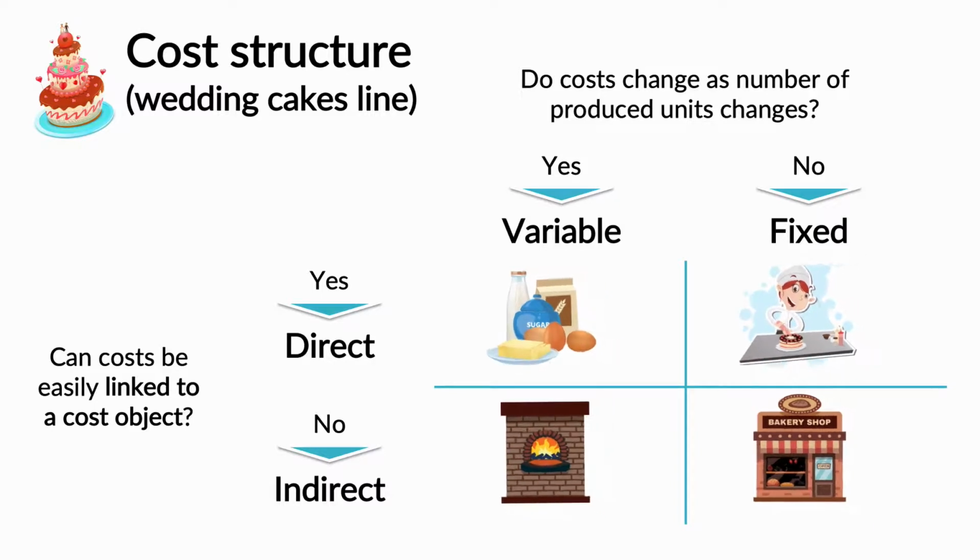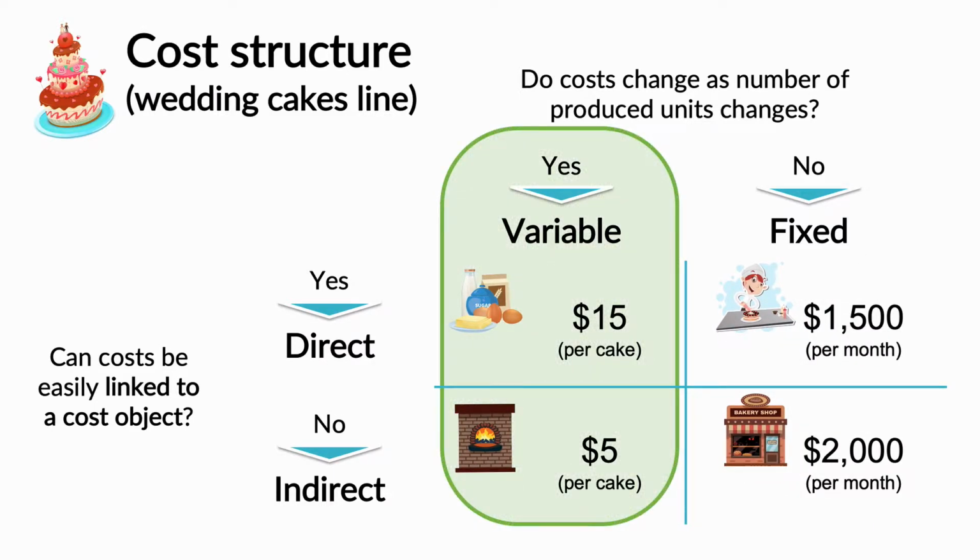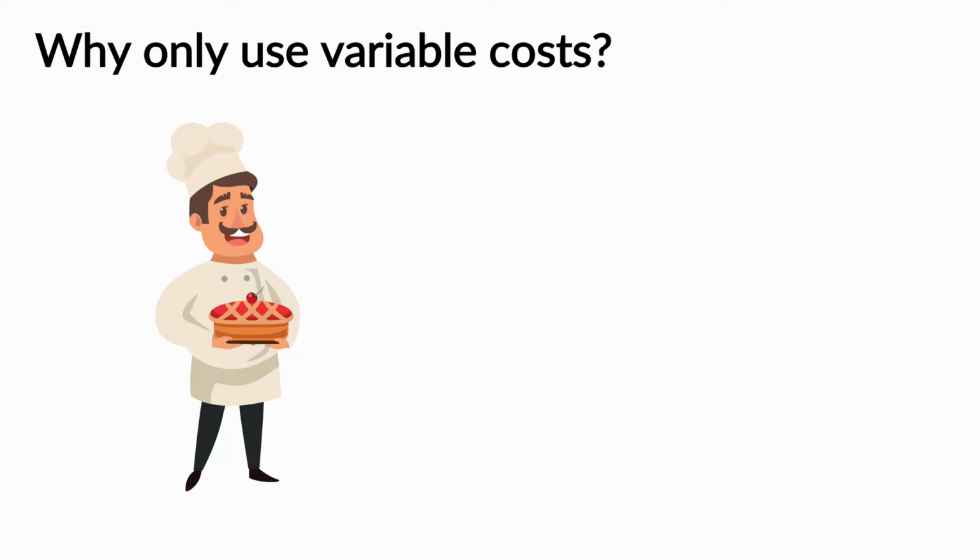Now, for calculating the contribution margin, we only care about variable costs. In fact, the contribution margin per unit is equal to selling price minus variable costs. But why only consider variable costs? After all, we have to cover both variable and fixed costs, right?